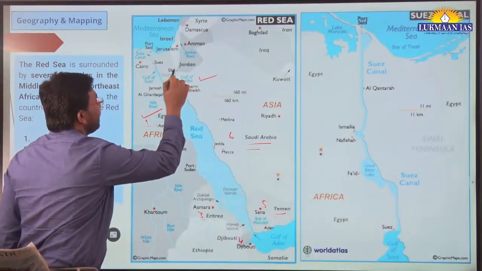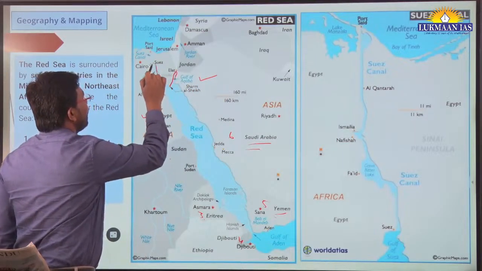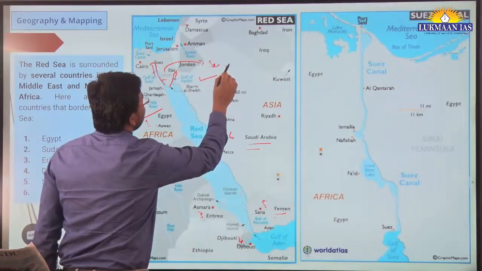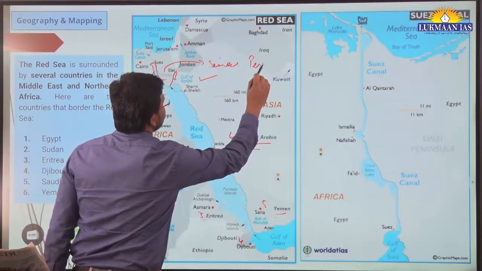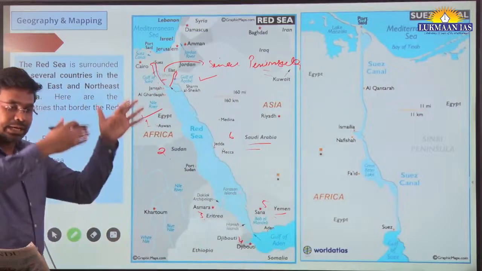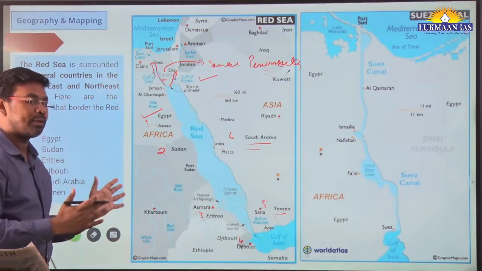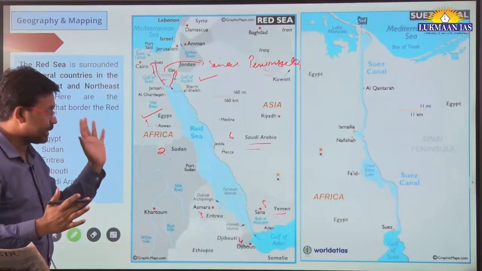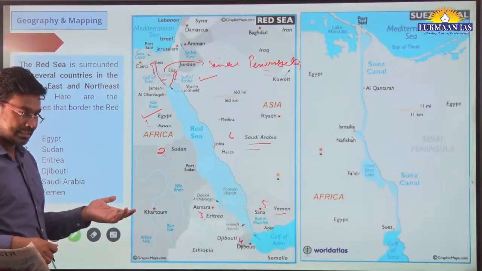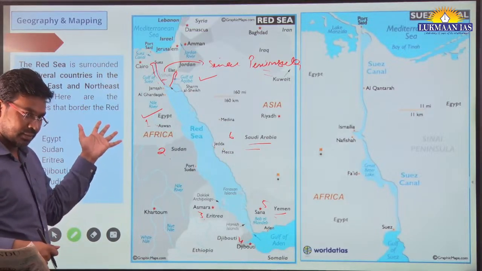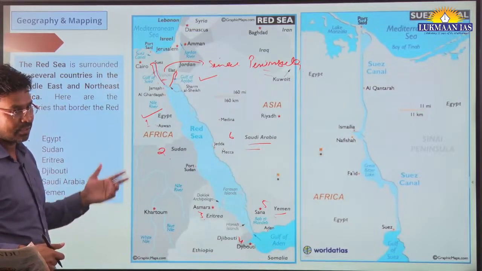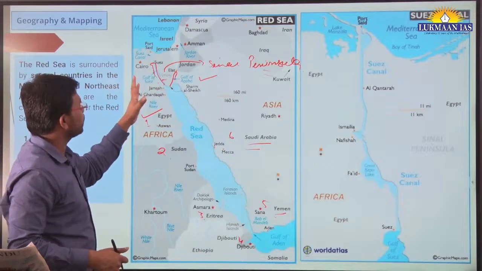This is the Gulf of Aqaba. Over here, Gulf of Aqaba. We have the Gulf of Suez. We have the Sinai Peninsula. So what is a peninsula? A peninsula is a land mass which is surrounded by water bodies from 3 sides. And a Gulf is the opposite of it. A Gulf is a water body which is surrounded by land masses from 3 sides. Peninsula and Gulf are opposite to one another.